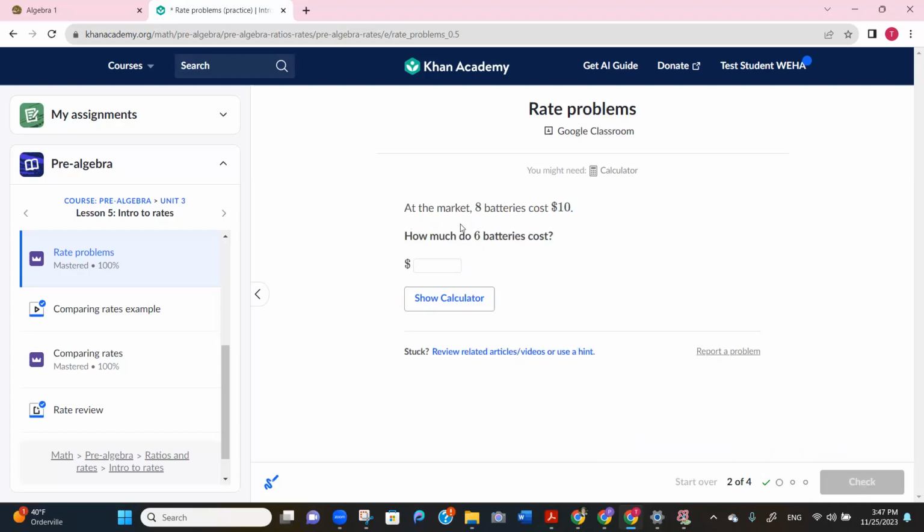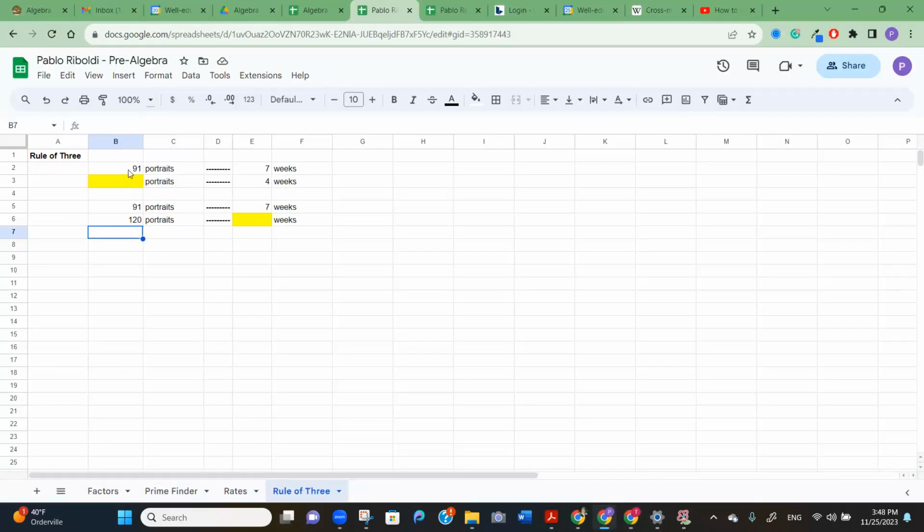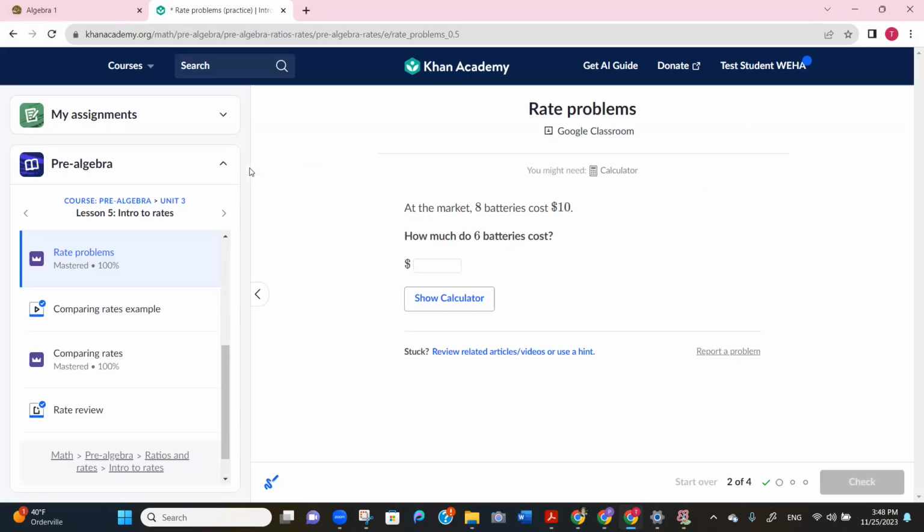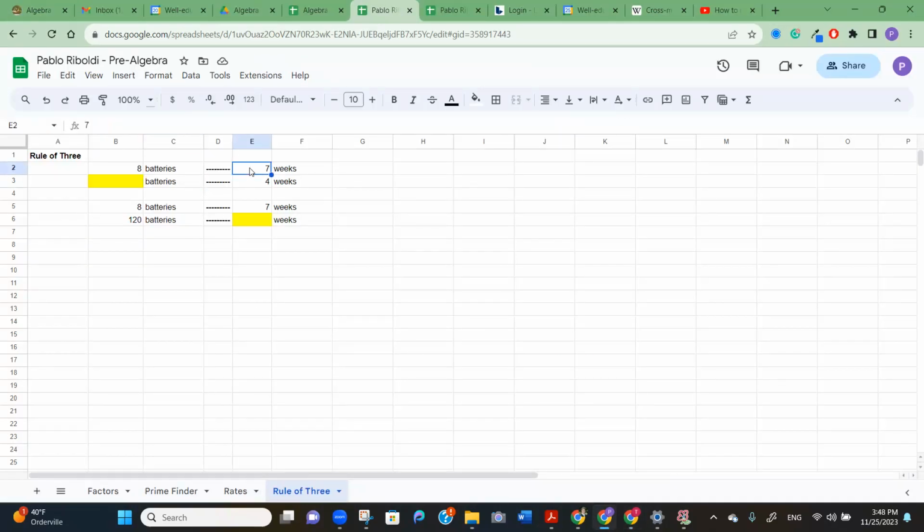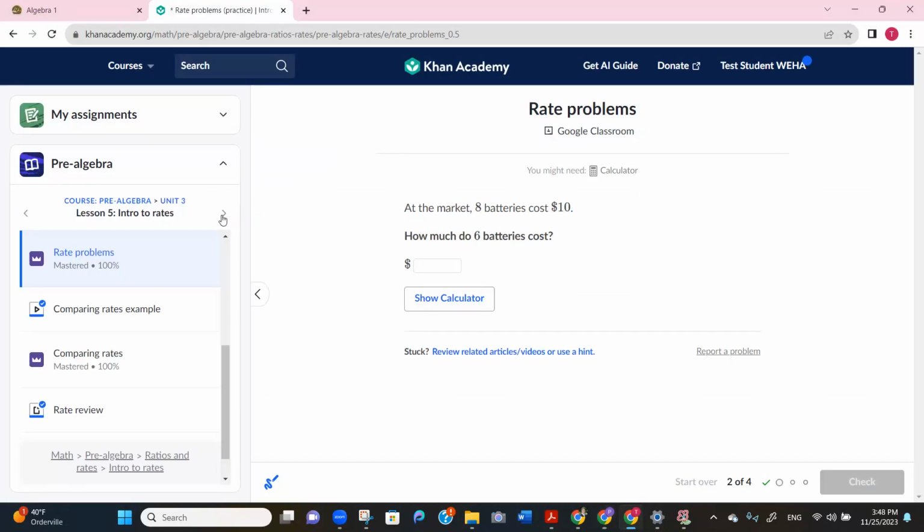Here we have: at the market, 8 batteries cost $10. How much do 6 batteries cost? If I go over here, we say 8 batteries. I just type batteries, and that changes all of those batteries. And 8 batteries cost $10, so 10, and then we can put the dollar sign here, and that changes all the dollar signs. Then the problem is asking how much do 6 batteries cost?